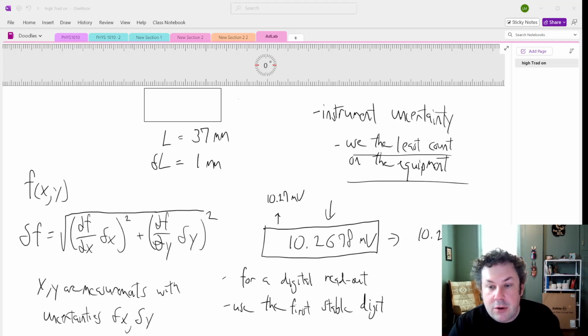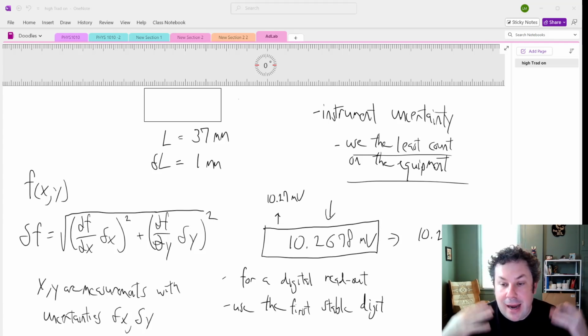So for a digital readout, you have to look at where it's fluctuating to decide. In general, for instruments, just use the least count. That would be the uncertainty for the experiment: 1 millimeter for a ruler, might be 0.1 volts for a certain type of multimeter, etc. Or if it has a lot of digital digits that are fluctuating, do those. If there's a case where one of these two rules doesn't apply, ask me or the TA, and we'll work it out with you from there.